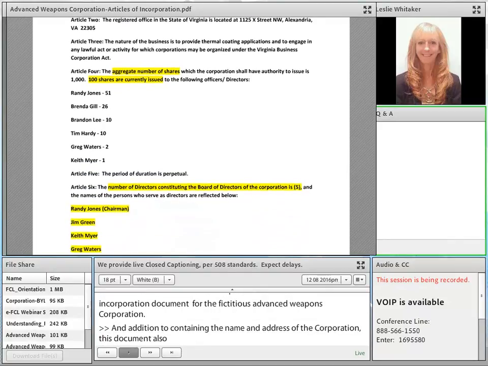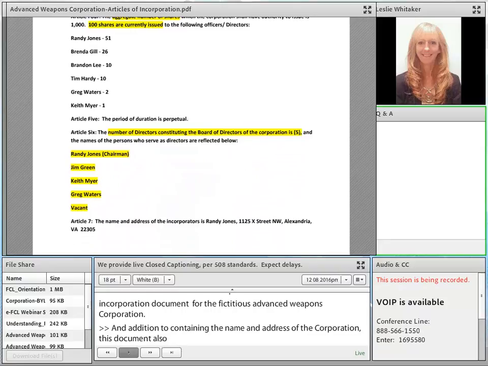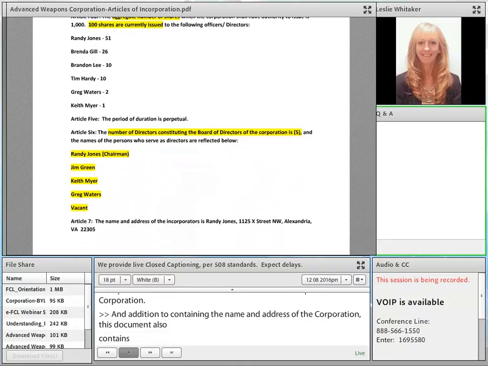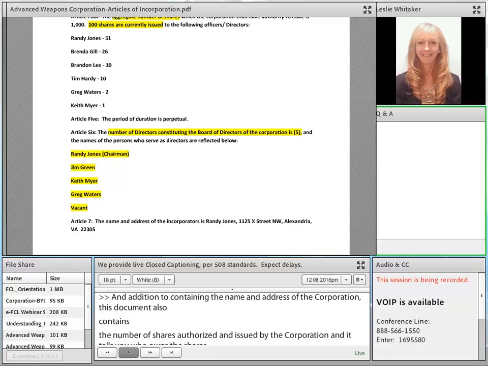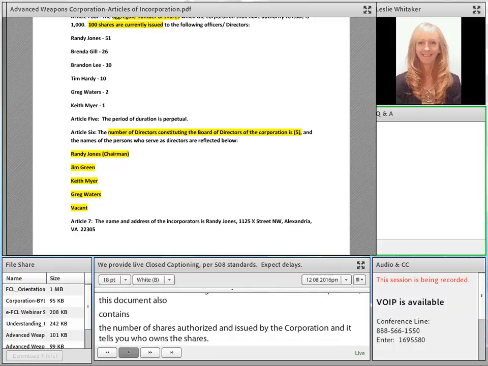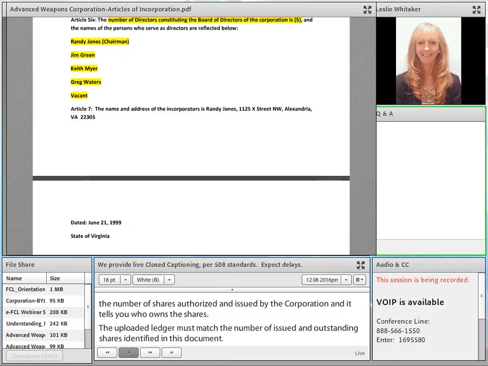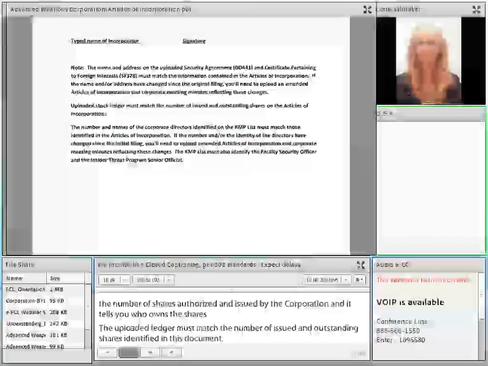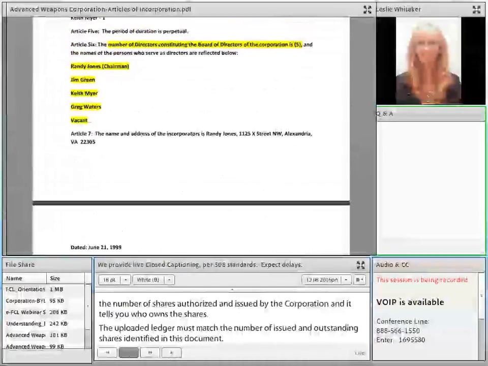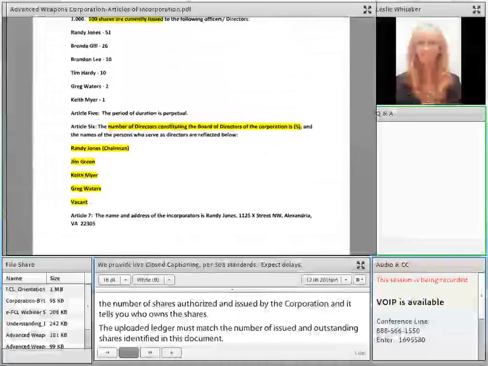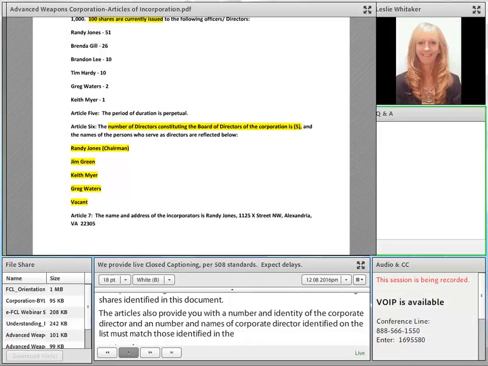The articles also provide you with the number and the identity of the corporate directors. The number and names of the corporate directors identified on the KMP list must match those identified in the Articles of Incorporation. If this information is changed since the initial filing, you'll need to upload amended Articles of Incorporation, amended bylaws, or corporate meeting minutes reflecting these changes.